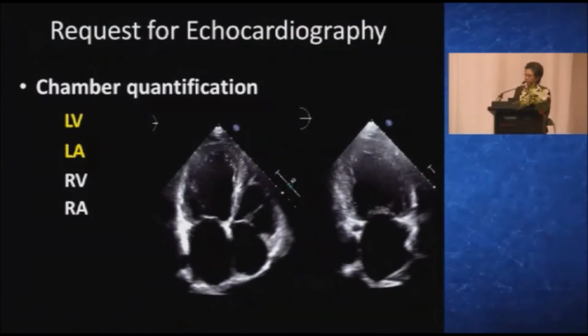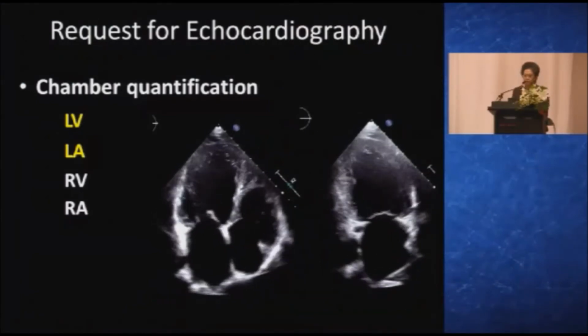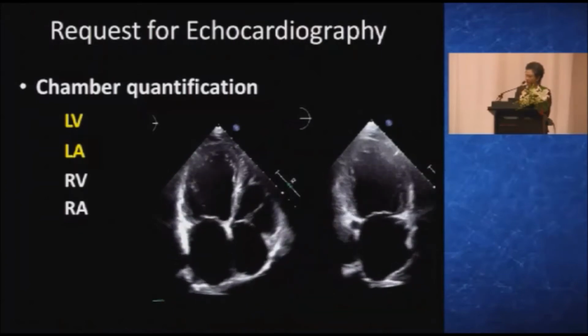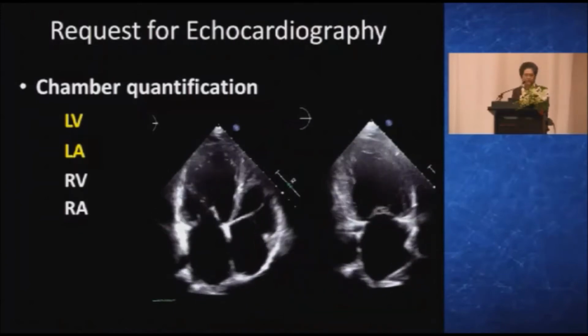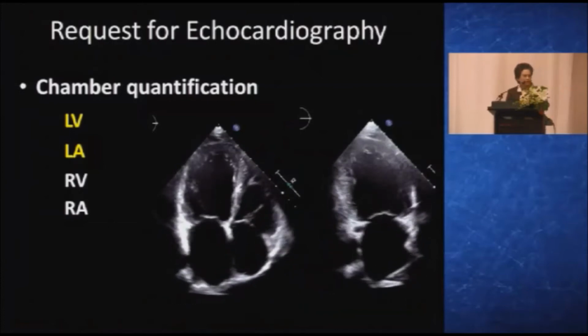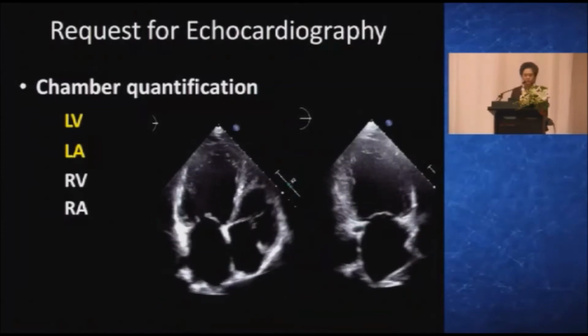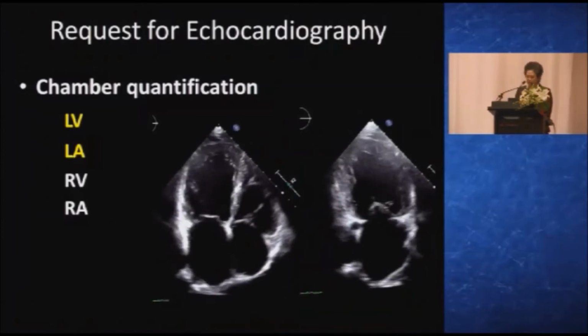When we are all echocardiologists, and when there are requests for echocardiography, I believe that one of the indications is for chamber quantification, especially on the left side: the left ventricle and the left atrium. I think we do that on an everyday basis.